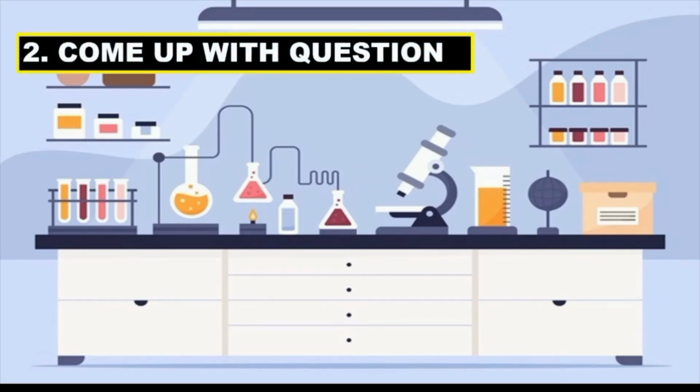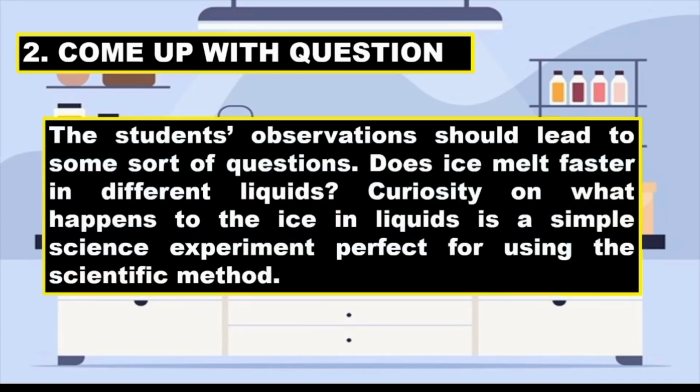Second step is come up with a question. The student's observations should lead to some sort of questions. Does ice melt faster in different liquids? Curiosity on what happens to the ice in liquids is a simple science experiment perfect for using the scientific method.